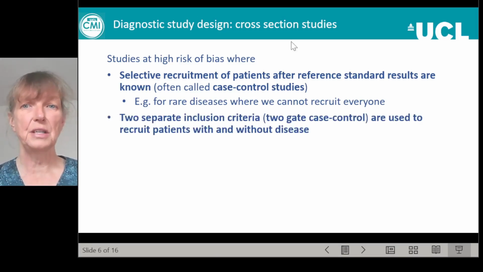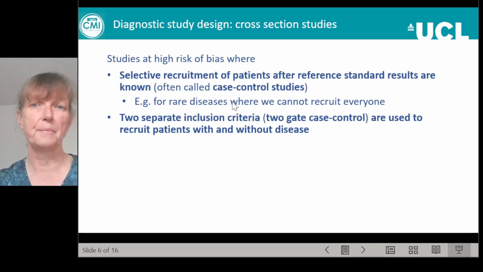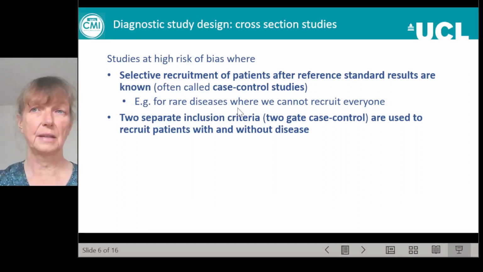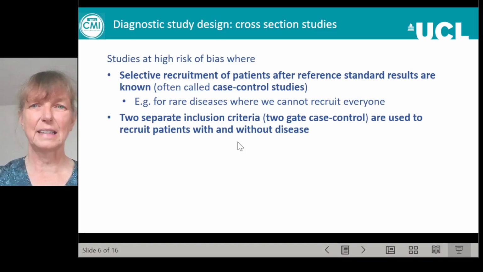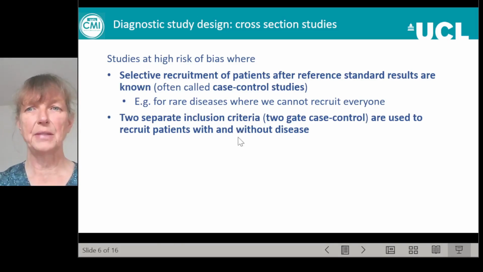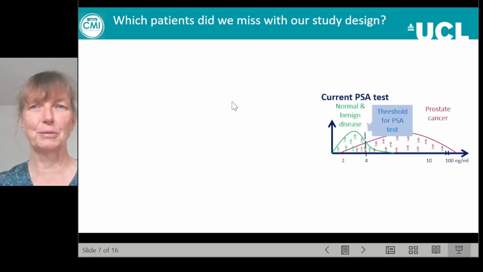And a lot of studies you see using these case control designs in diagnosis, when actually you think, well, I could have done a bit better. And these studies quite often are using 2-gate case control designs, where they use a different inclusion criteria for the people with and without disease. And these are really problematic, because then we're not actually sure who we're going to apply it to in the future when we've got the result.